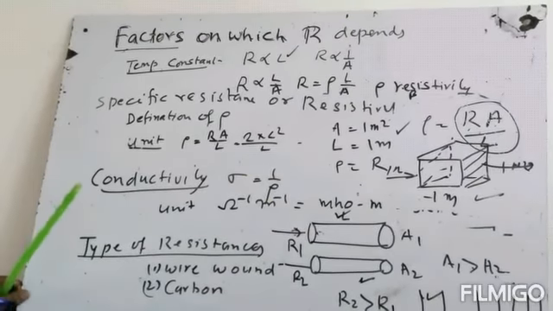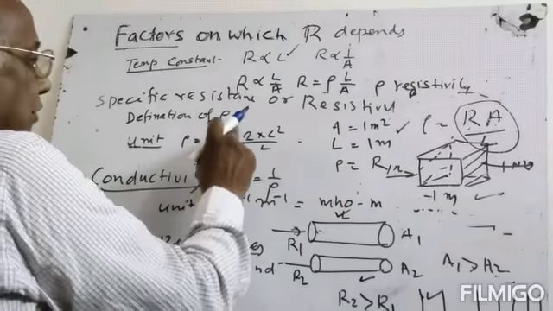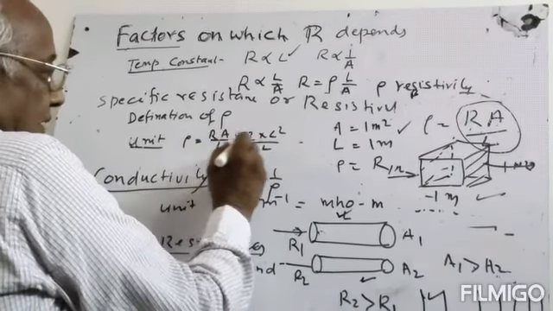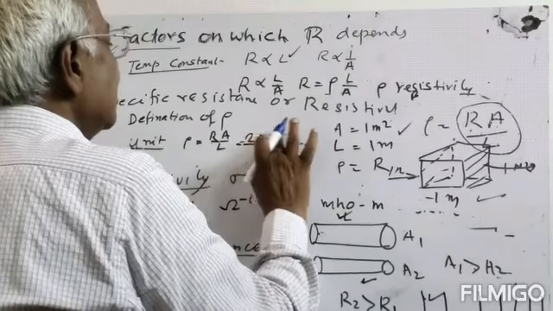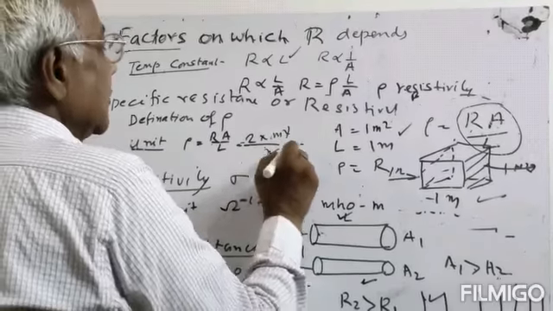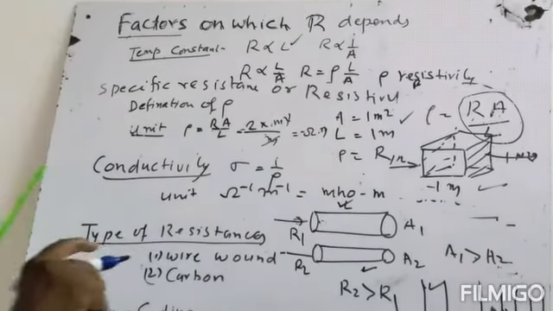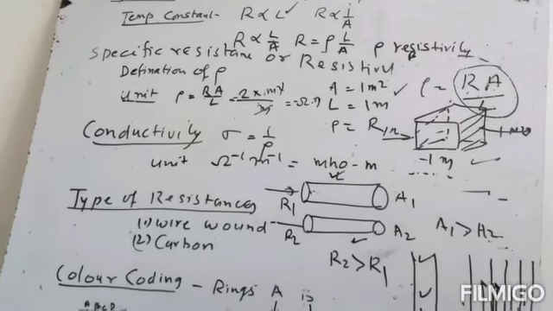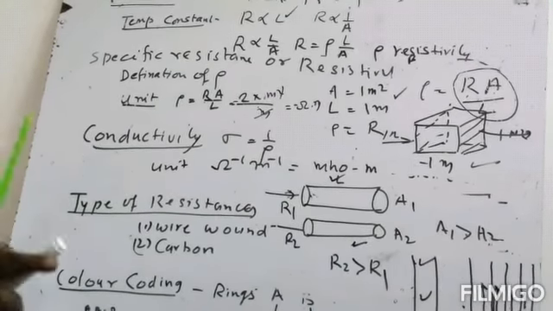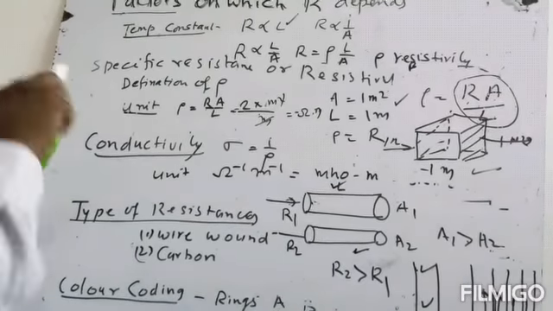Now what will be the unit of resistivity? Rho is equal to R into A by L. Unit of R is ohm. A is meter square. Length is meter. So 1 meter cancels. So this will be equal to ohm into meter. So the unit of resistivity is ohm into meter. And it depends upon the material of the conductor and temperature.